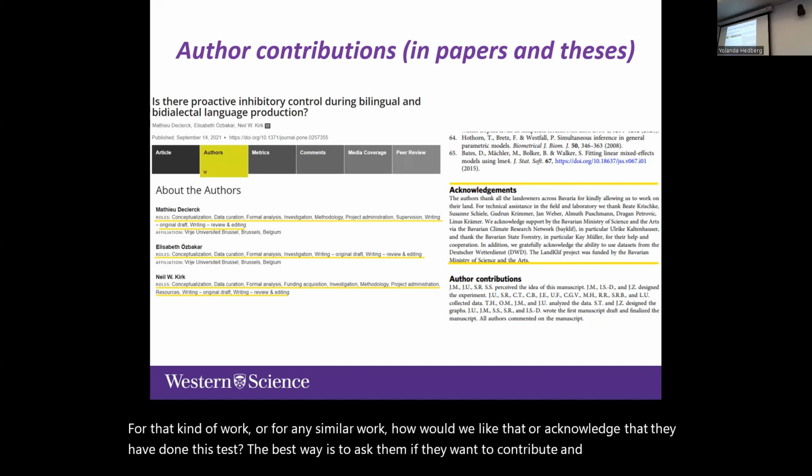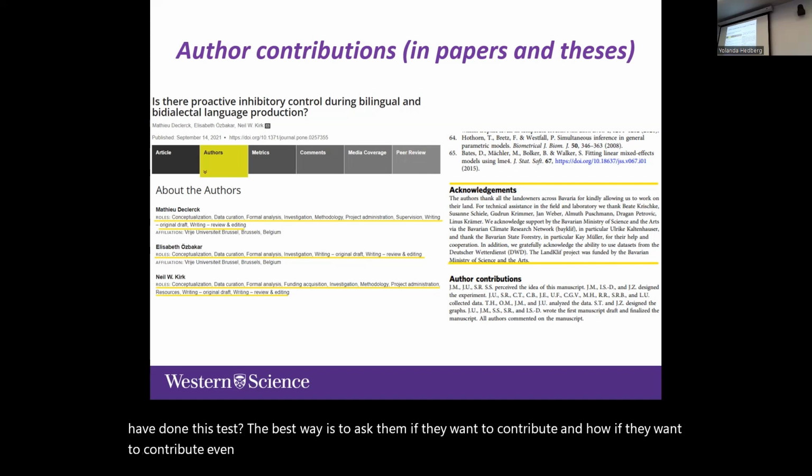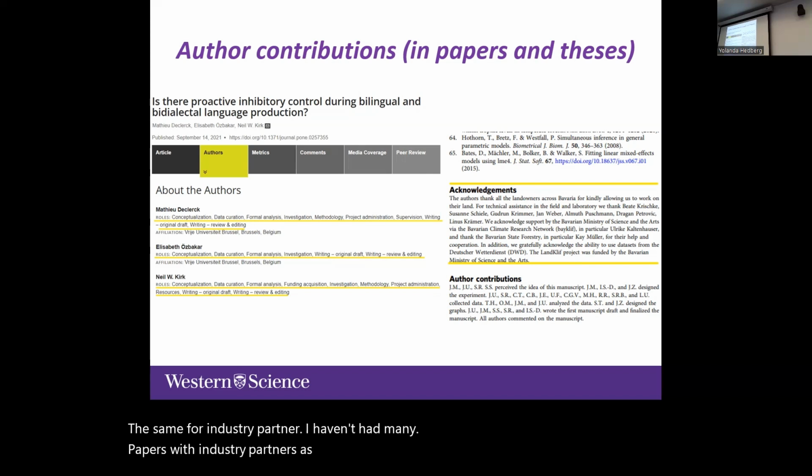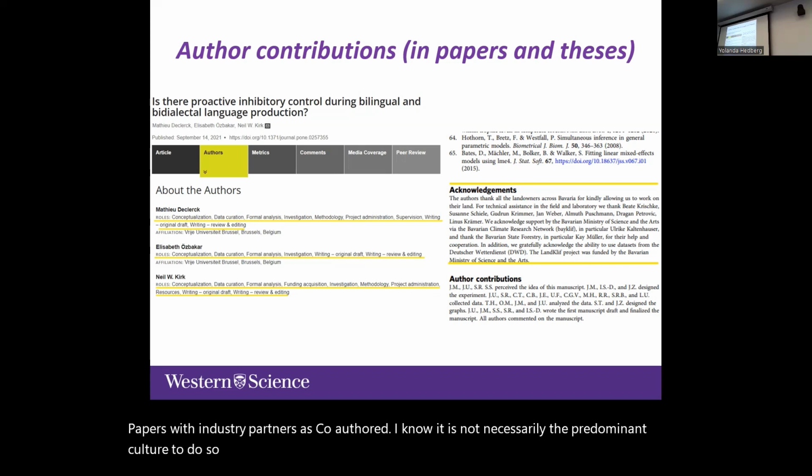If they want to contribute even scientifically, you could invite them to review the paper and to edit it. They might actually be really helpful for the experimental section or even the interpretation. The same for industry partners. I have had many papers with industry partners as co-authors. I know it is not necessarily the predominant culture to do so, but it is much better for the paper quality. Because, as I said, it's not the position that determines the scientific contribution, it's the scientific contribution.